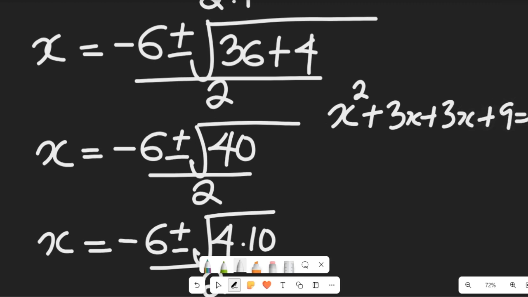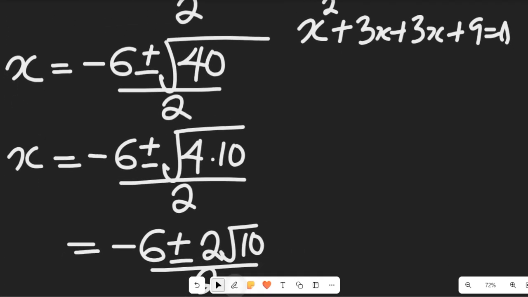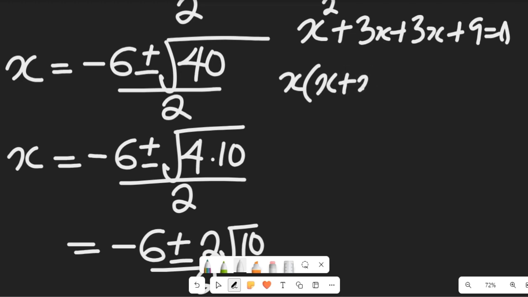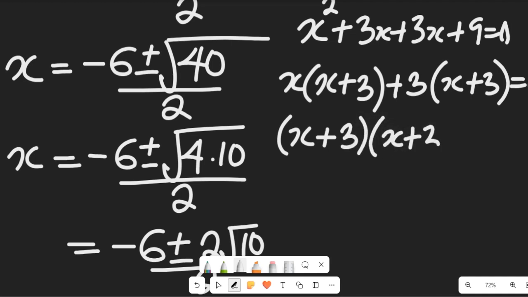So we are going to simplify this. If we simplify this, x is common here, so we'll have our x multiplied by x plus 3, right? Here plus 3 is common, so we're going to have our x plus 3, right? And this will be equal to 0. So from this expression, we can see that we have x plus 3, and then we have x plus 3, and this is equal to 0.